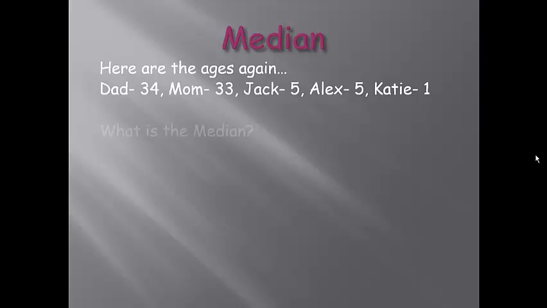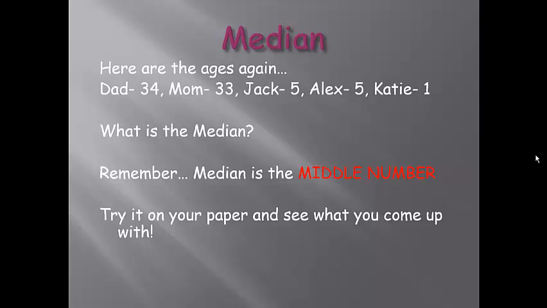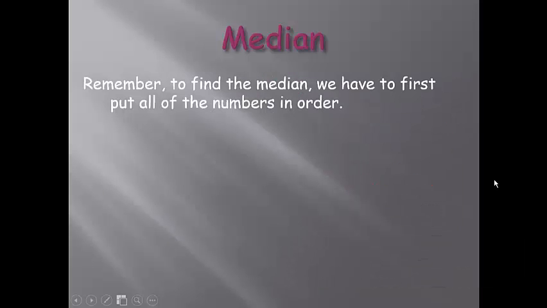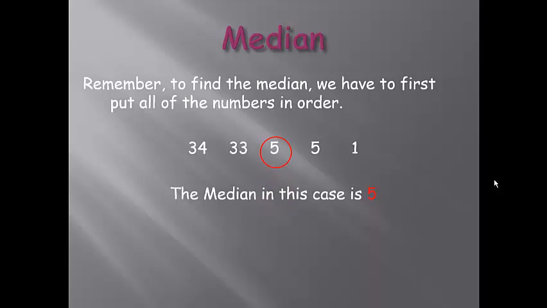Now here are the ages again as we did. Please find me the median. Take a minute, look at the median, and please try to find it on your own. So remember, to find the median, we have to first put all of the numbers in order. So put these numbers in order, and the median in this case is the middle value. So if you do the elimination method, cross out the first and the last, the second and the second to last, and you end up with the 5 in the middle. So the median in this case is 5.